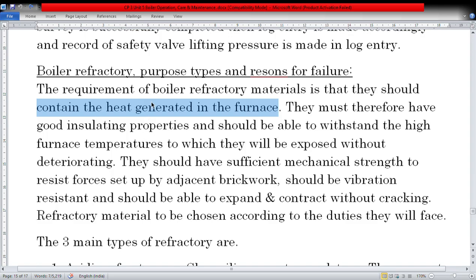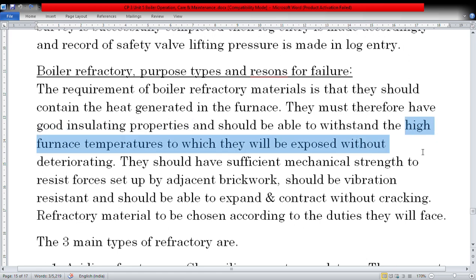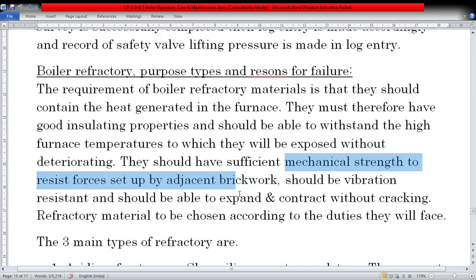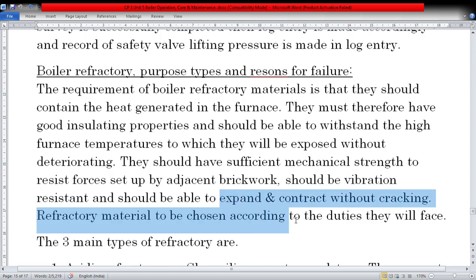They should be able to contain the heat generated, so we have good insulating properties. They should be able to withstand the high furnace temperature. They should have mechanical strength to resist forces set up. Vibration resistant. They should be able to expand and contract without cracking, because in cold and then heating, there will be expansion. And refractory material is to be chosen according to the duties they will face.